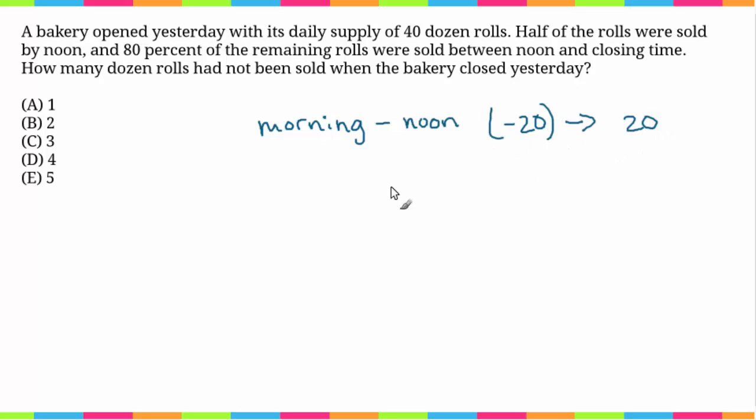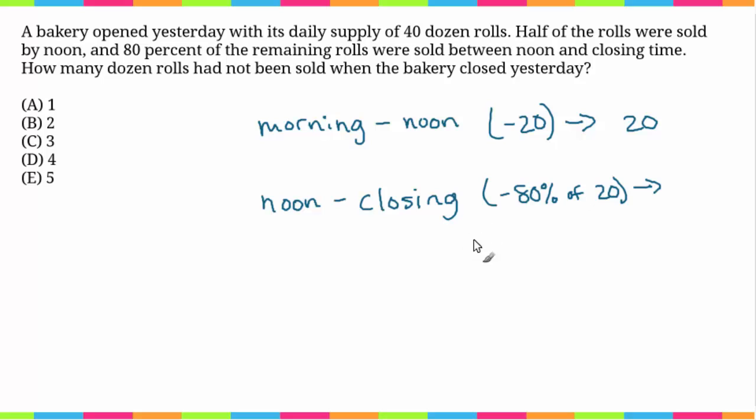Okay, so now we have 80% of the remaining rolls were sold between noon and closing time. So noon to closing, they are down 80% of the remaining rolls. So 80% of the 20. How many is that going to be? So in order to find 80% of 20, we can do 0.8 times 20, and that gives us 16.